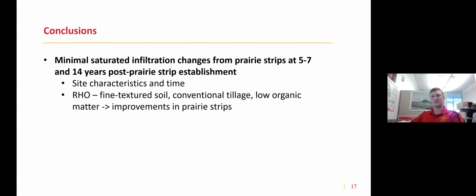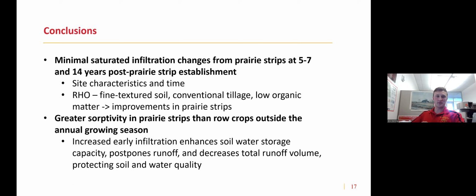With these other sites, at this point, we can speculate that maybe it'll just take longer for some of these changes to develop. Our hypothesis, we could potentially revisit that in several years, but at this point, we can't really make any strong statements about prairie strips enhancing infiltration capacity.